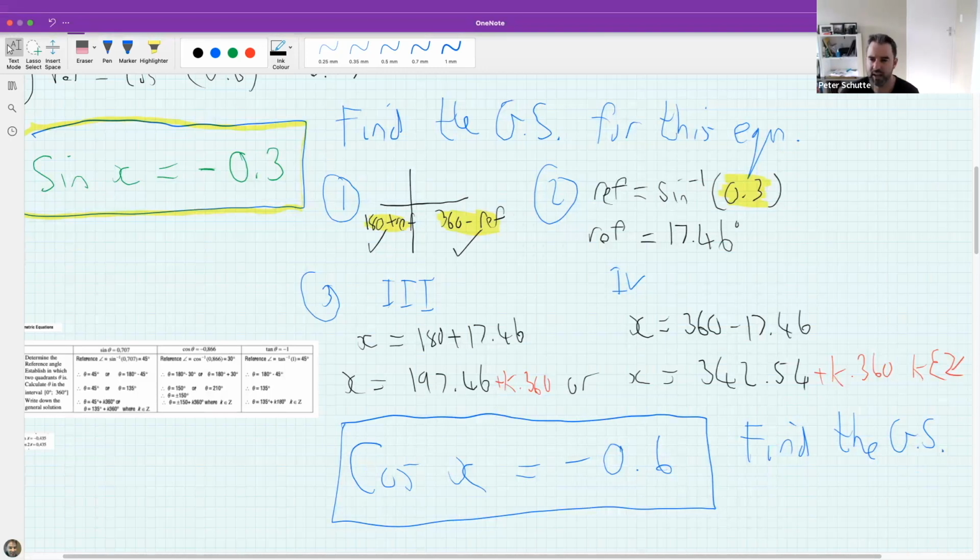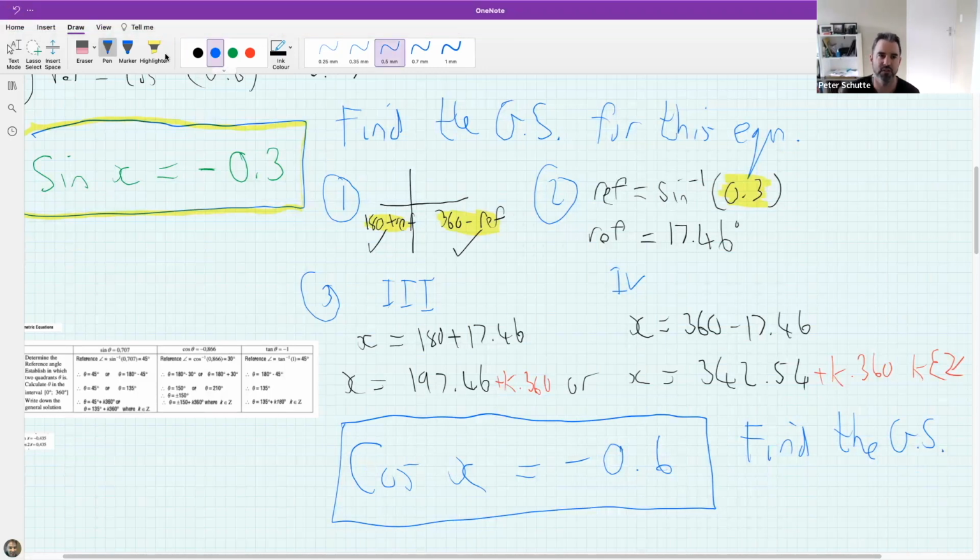So this thing over here is just a K, and it's saying K belongs to the integers. So the integers are like minus 1, 1, minus 2, minus 3, 3, 4, etc.